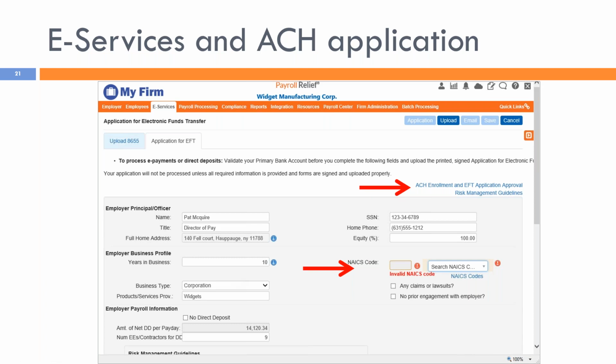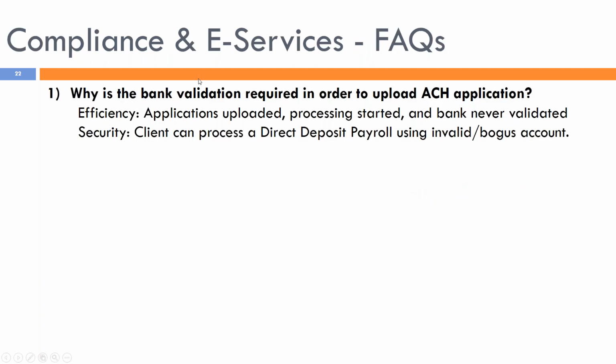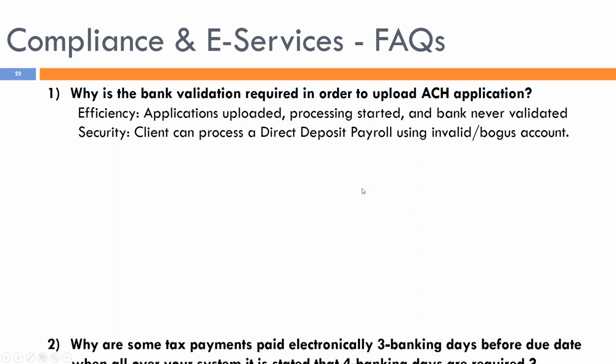So just some compliance and e-services frequently asked questions. Why is the bank validation required in order to upload the ACH application? Well, for efficiency, so applications aren't uploaded and processing started with the bank never validated. For security, otherwise the client can process a direct deposit payroll using invalid or bogus account numbers. So that's why we need to make sure that's done first.